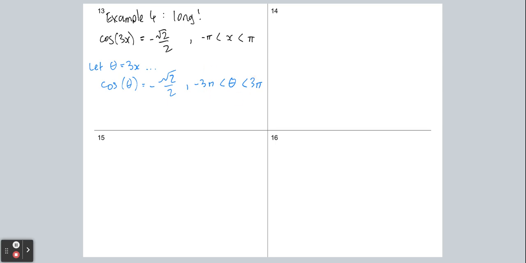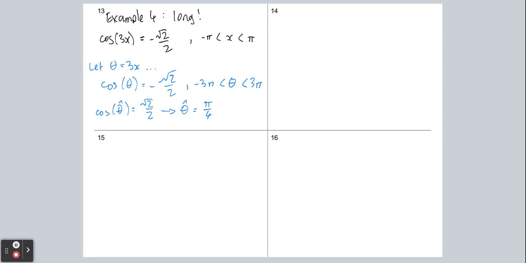That's quite a lot of work here. So this is where it's going to get long. But next step is as usual, consider theta hat. Theta hat is root 2 on 2, which means that theta hat, again, looking at your information sheet, is equal to pi on 4. So there's my reference or my base angle. My theta hat is pi on 4.